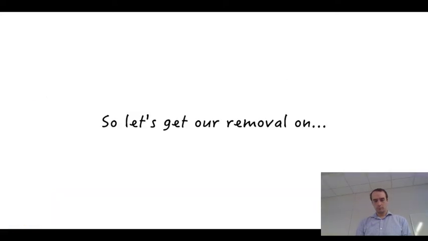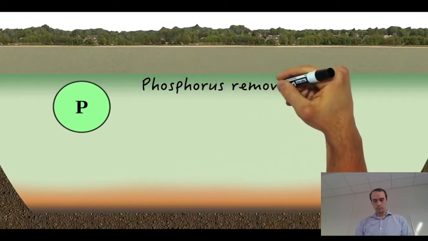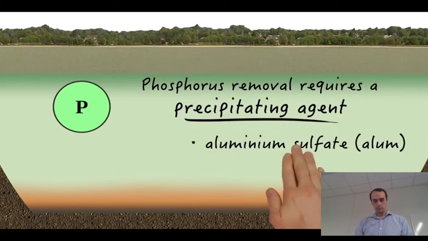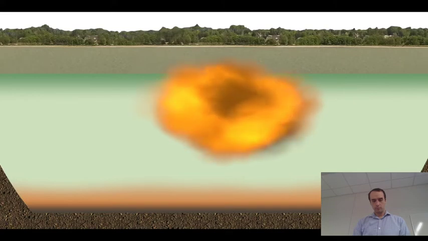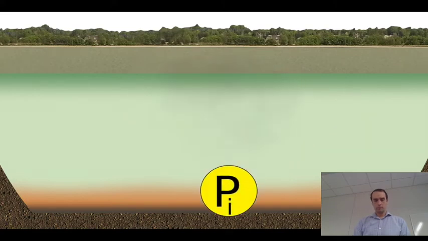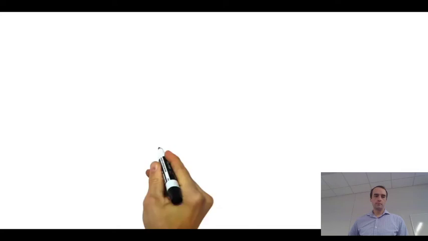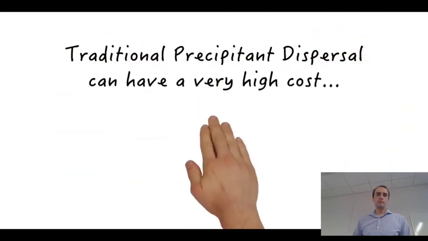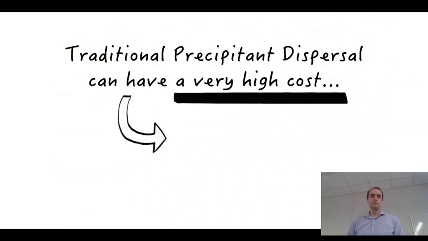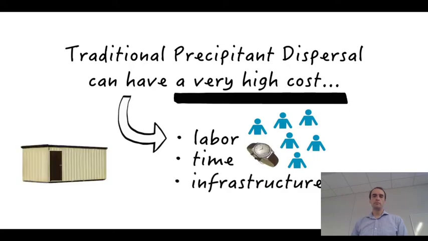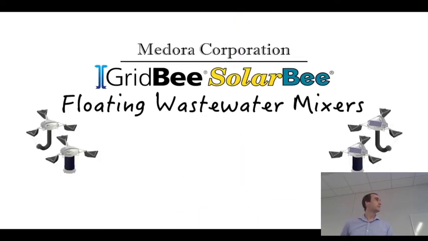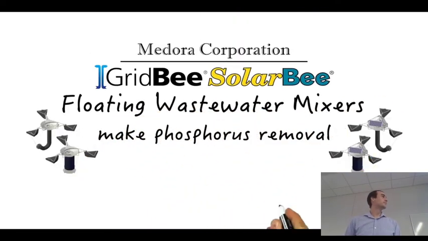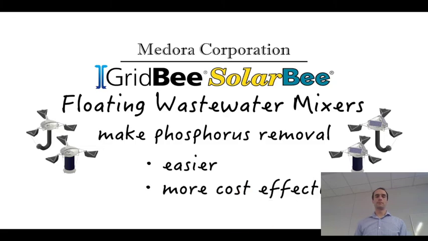So let's get our removal on. Phosphorus can be removed from a lagoon by applying a precipitating agent like aluminum sulfate or ferric chloride. Once precipitated, the phosphorus harmlessly falls out of the water column and into the sludge sediments. Precipitant dispersal is a very hands-on and costly process requiring extensive labor, time, infrastructure, and accessory resources. In short, it can be spendy. This is where Medora's floating wastewater mixing equipment can make phosphorus removal a whole lot easier and more cost-effective.